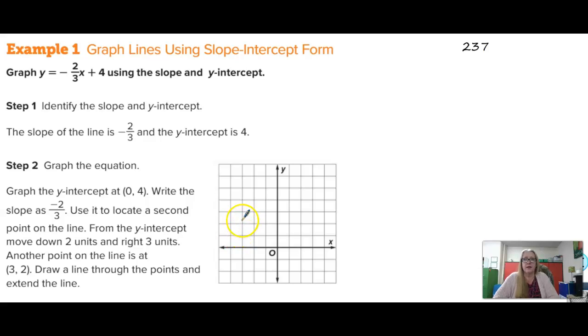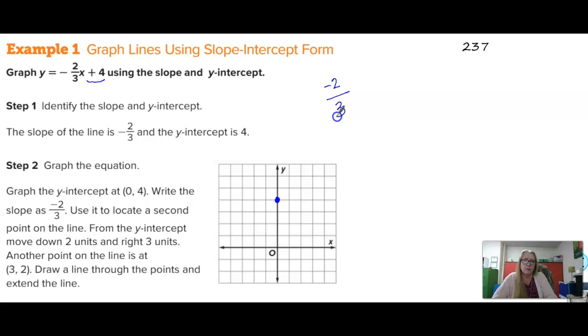So example 1, graph lines using slope-intercept form. They want you to go ahead and graph this equation right here, graph this line. The first thing you need to think about is that this is your starting point. That's your y-intercept. Here's your y line, and so this would be 1, 2, 3, positive 4 goes right here. Now we have a slope of negative 2/3.